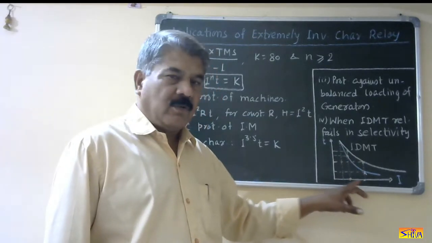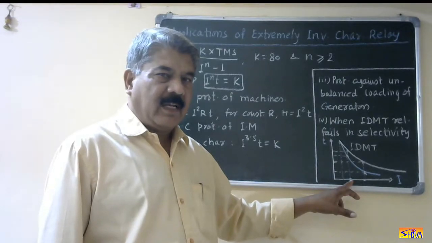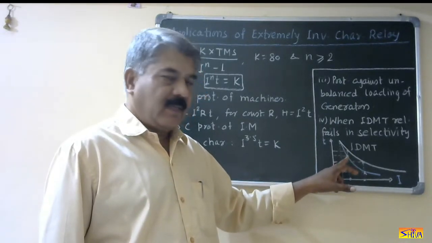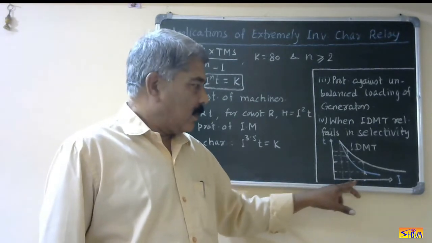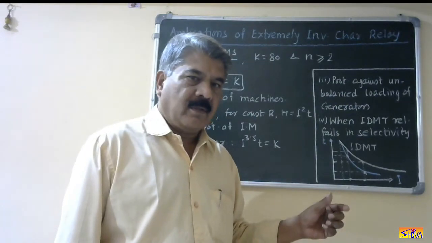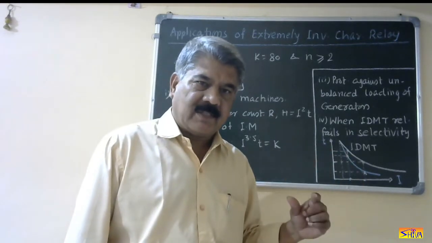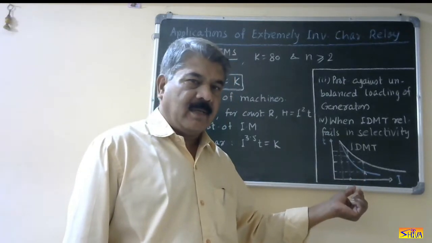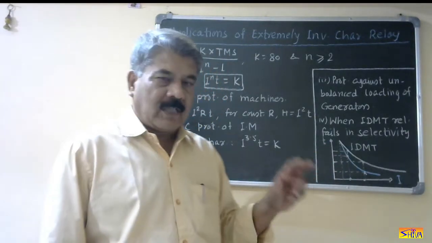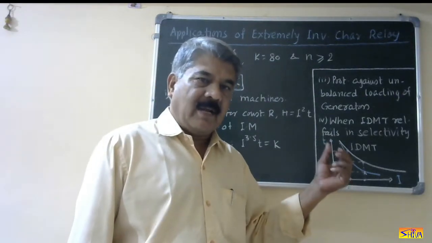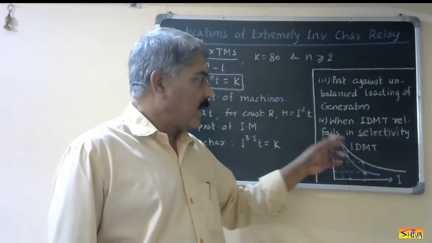Now these are two different values of current, say I1 and I2. Corresponding to I1, there will be operating time for IDMT relay as well as extremely inverse relay. Corresponding to I2, again there will be operating time for IDMT relay and extremely inverse relay. If you observe the time difference for IDMT relay for these two different values of the current, the difference between the operating times is less. For extremely inverse characteristic relay, this is one operating time, this is the second operating time, so the time difference is large. So when IDMT relay fails in selectivity, we can install extremely inverse characteristic relay for providing the selectivity.